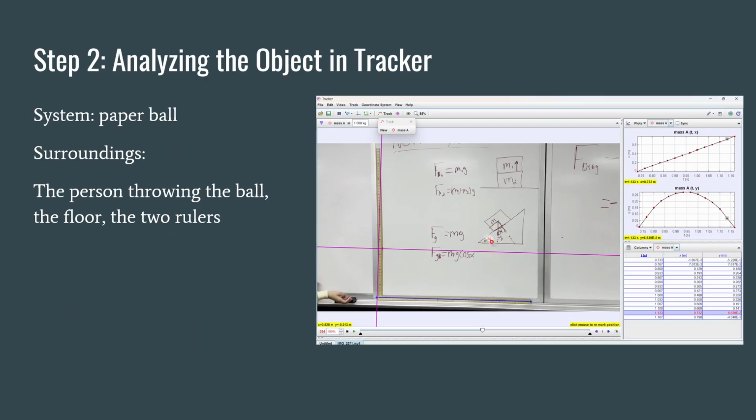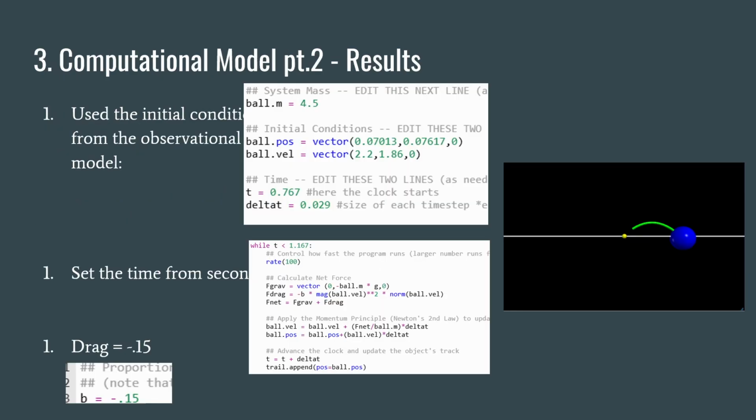When we analyze the object in Tracker, we can identify both our system and our surroundings. So our system was our paper ball, and then our surroundings were the people throwing the ball, the floor, and the 2 rulers. And that's basically what it looks like in Tracker.